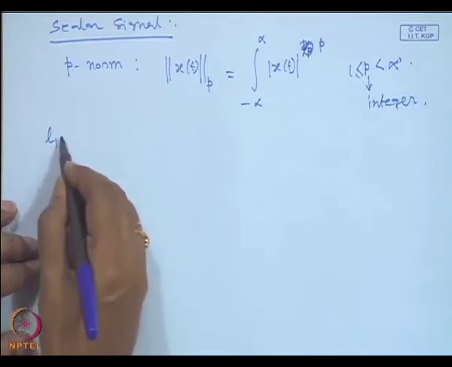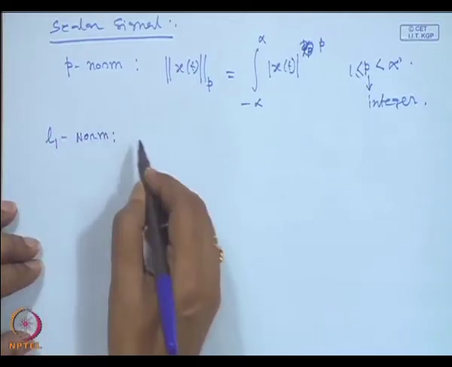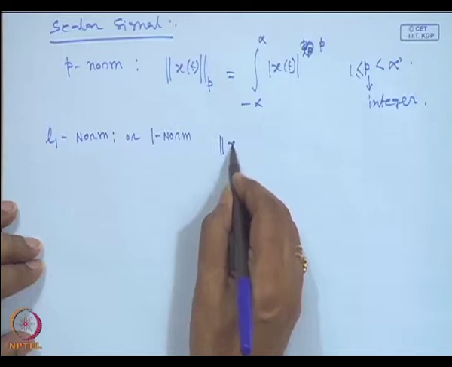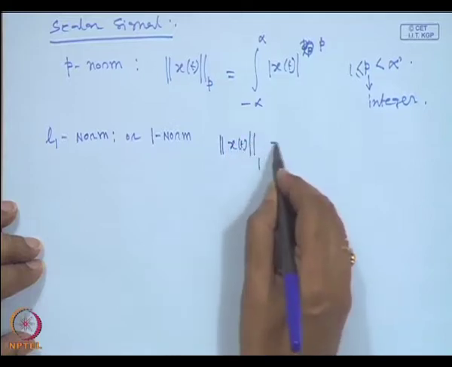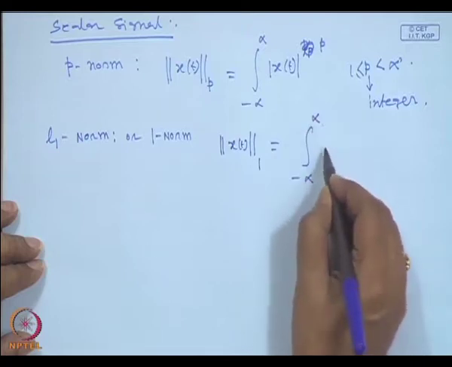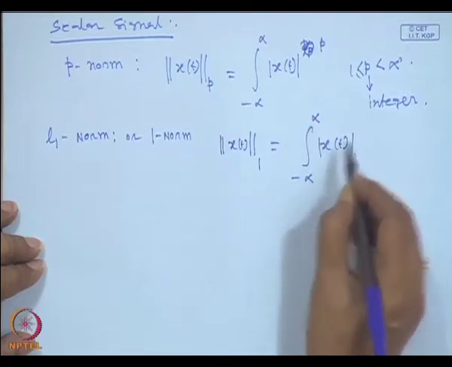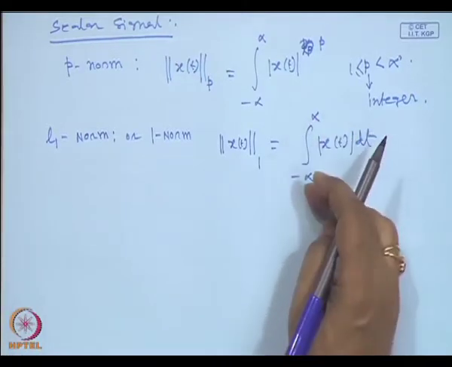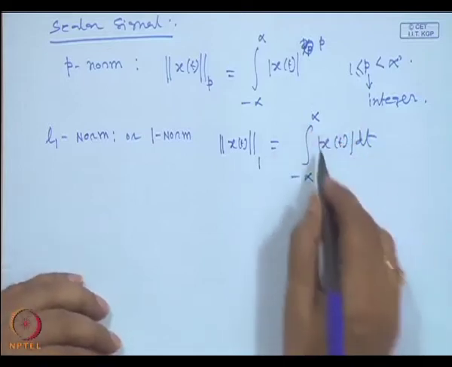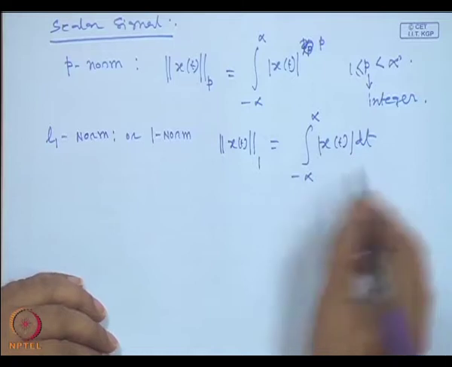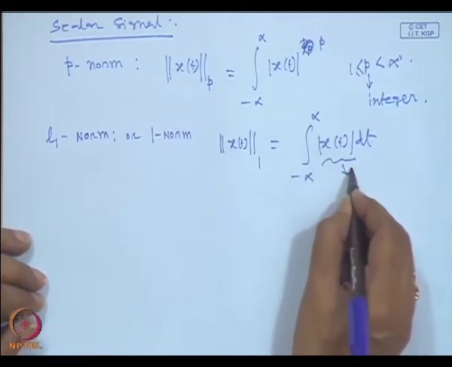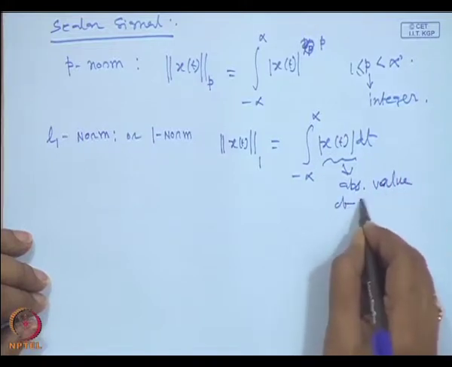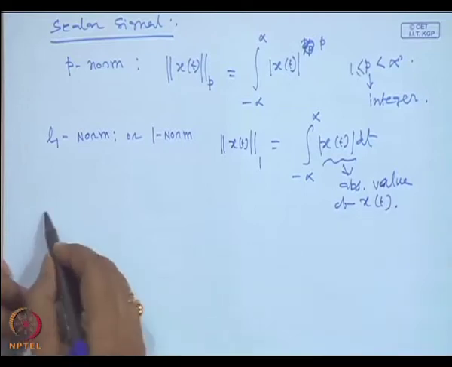So, the L 1 norm in the signal case, or we can simply say the one norm, is the integral from minus infinity to plus infinity of the absolute value of x of t dt. So this signal must be integrable over the period of minus infinity to plus infinity. The absolute value of this signal must be integrable.